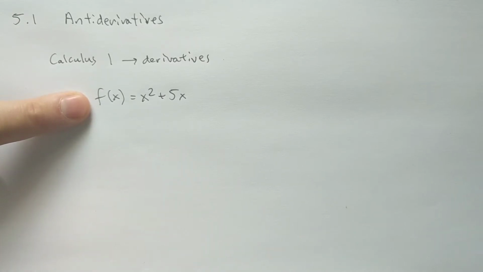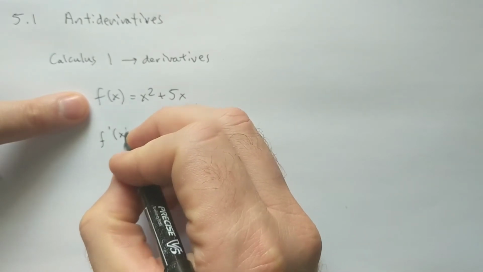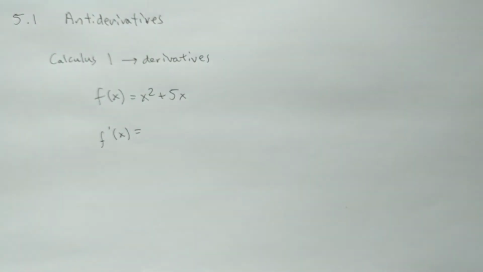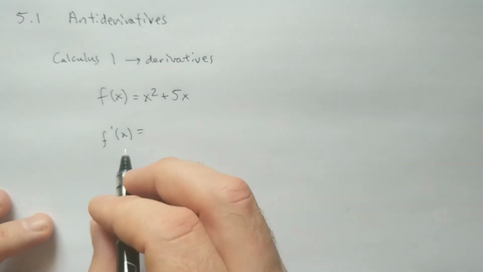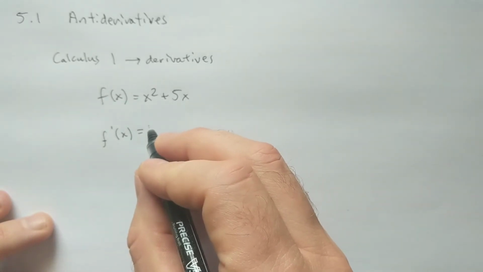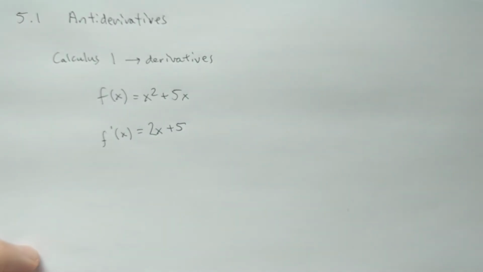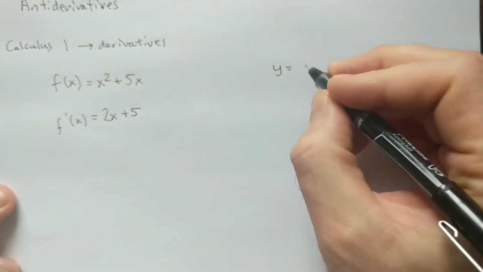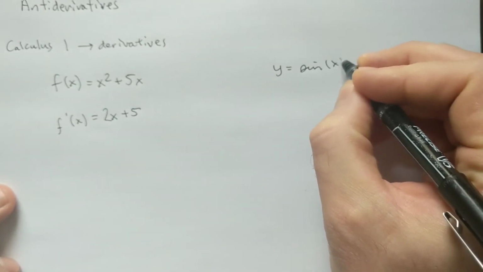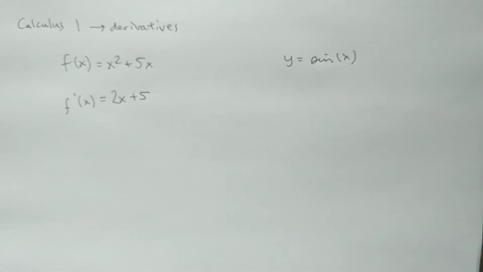The way we find these, and we usually denote it something like f prime of x, y prime, or dy dx. If we use the notation f prime of x, remember how we do this: it is 2x plus 5. Let's do a couple more basic examples to remind ourselves how these go, using some different notation. Another thing we could take the derivative of is y equals sine of x.